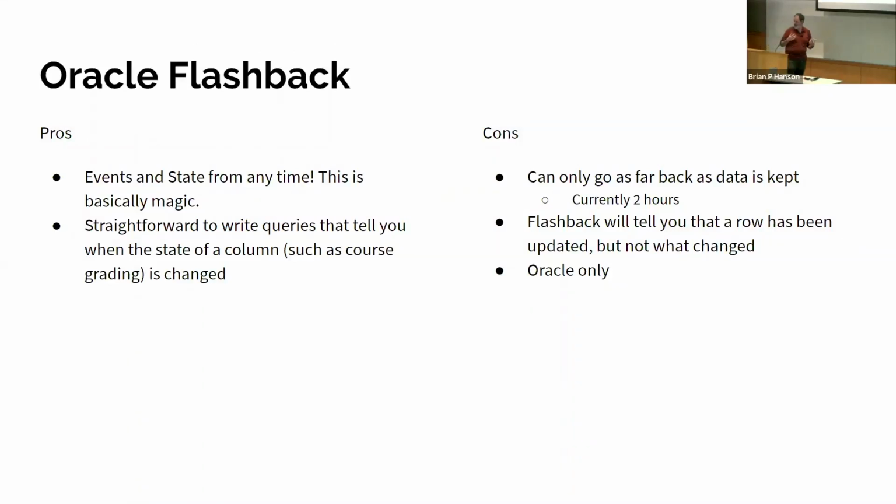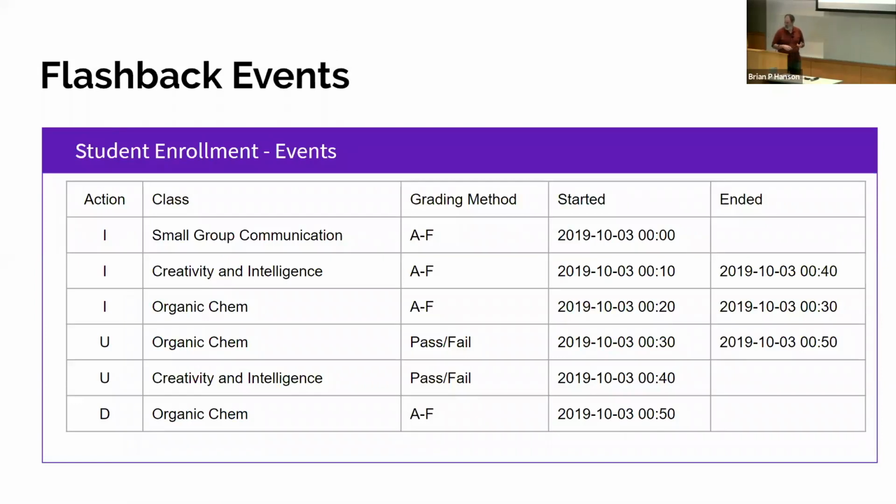Flashback is really good at telling you that a row has been updated. Like when we go back to here, it tells me that organic chemistry did update. But the only way for me to know what actually updated is to compare the two rows. There's not a column in Oracle where it says, I updated this row and this is exactly what I changed. You can get that from Oracle. It's called Golden Gate. It costs $1 jillion. So don't expect that on campus, maybe, unless someone comes up with $1 jillion.